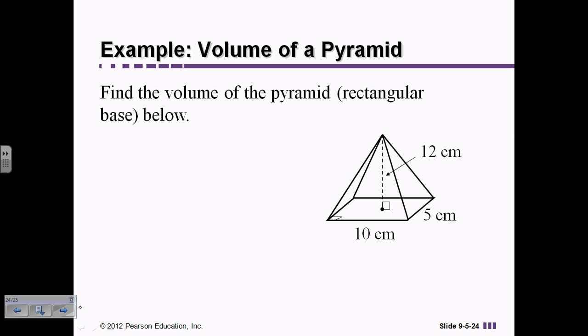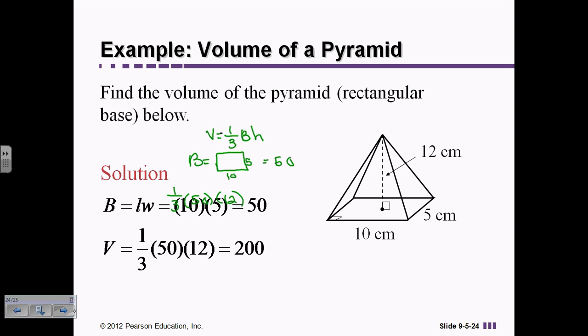All right, so let's do one more. Find the volume of this pyramid. So volume equals 1/3 big B times H. Big B is a rectangle. Rectangle is 10 by 5. So big B equals 50. The H is 12. So you have 1/3 big B times H, which is going to end up to be 200 centimeters. I did forget to put that in, centimeters cubed.